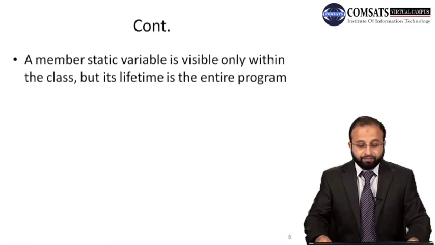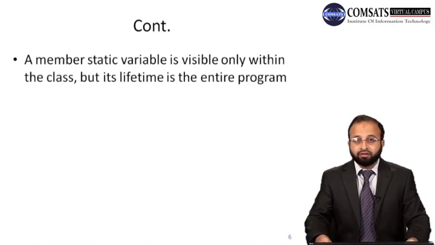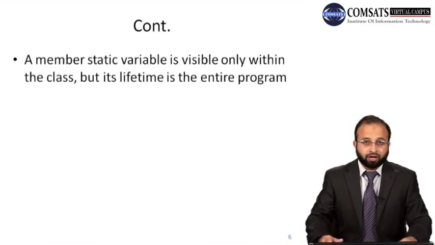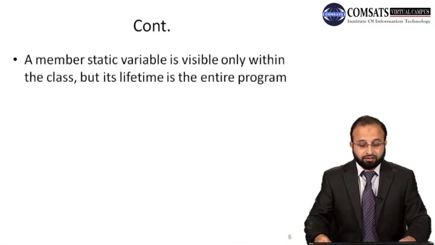A static data member or static variable is visible only within the class, but its lifetime is the entire program. So it is only visible inside the class, that is, you can access it within the class, but its lifetime is the entire program. If there is no object, still the memory is allocated for the static data member, and if you delete all the objects of that class and the program is running, then still the memory is allocated for that static data member of the class.